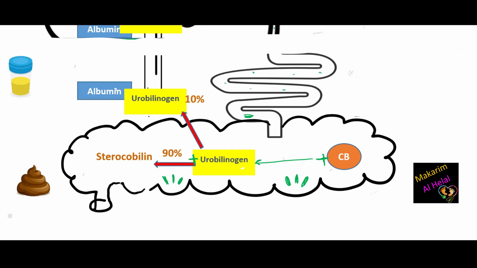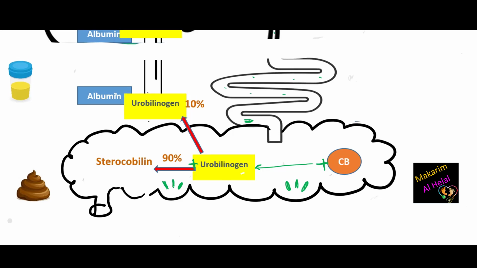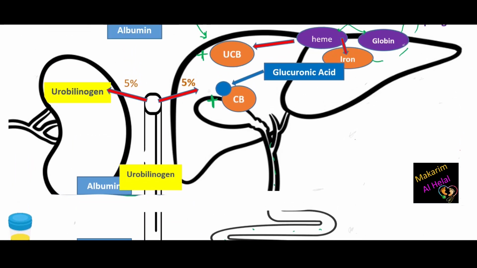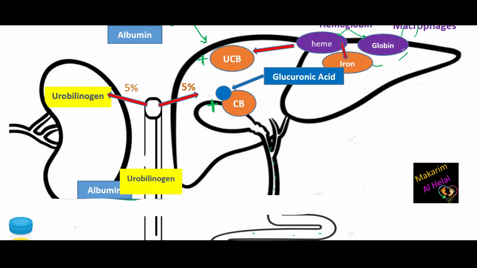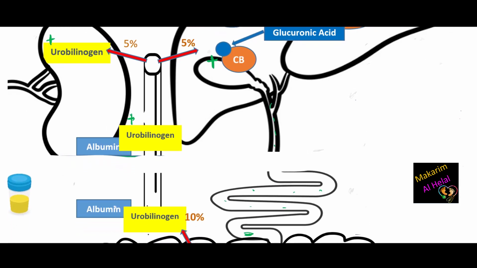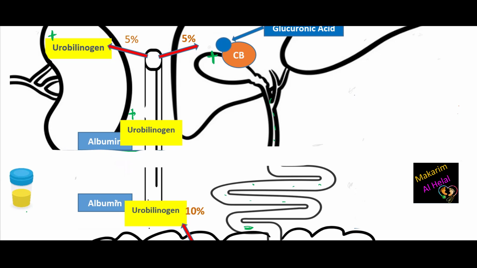The remaining 10% is recycled into the blood, and because urobilinogen is lipid soluble, it needs a protein to carry it around. This protein is known as albumin. 5% of urobilinogen, the small percentage, re-enters the liver and participates in the enterohepatic urobilinogen cycle. The remaining 5% goes to the kidney through the blood, and this is the normal urobilinogen noted as 1 plus. This urobilinogen is converted to urobilin, giving the yellowish character to the urine.